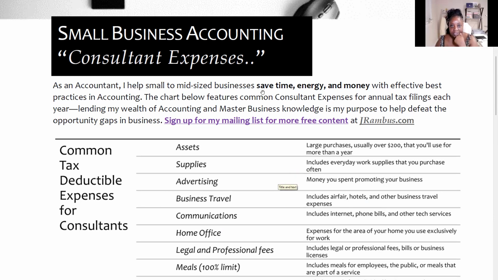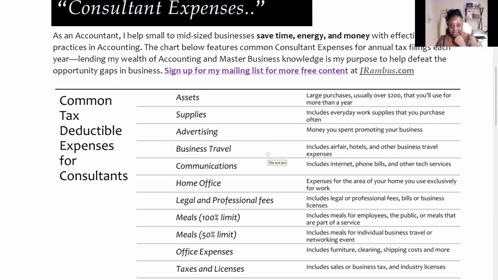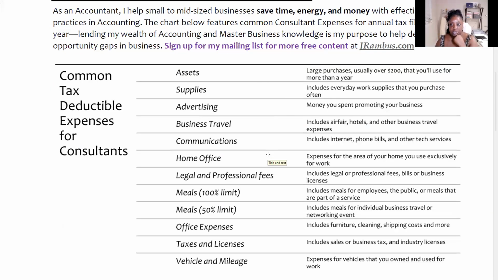Remember, I'm an accountant. I save my businesses or my clients time, energy, and money with effective best practices in accounting. So the first thing, assets. Those are large purchases, usually over $200. For me, I'd say like $500. That would be like a computer you purchase, might be a car that you purchase. Those are assets, and they don't go on the income statement or the profit and loss. They actually go on the balance sheet.